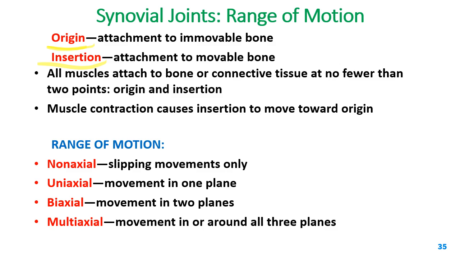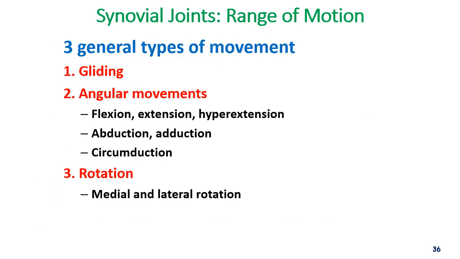Now, the type of motion that you have, this is when you also have to look at those strange names. A lot of them are just intuitive, but some other ones you really have to think about. You have non-axial movement, like slipping on top of each other, only one way of movement, or biaxial or multiaxial. Let's look at examples that make it easier to understand. Three general types of movement. You're going to have gliding, the bones gliding on top of each other.